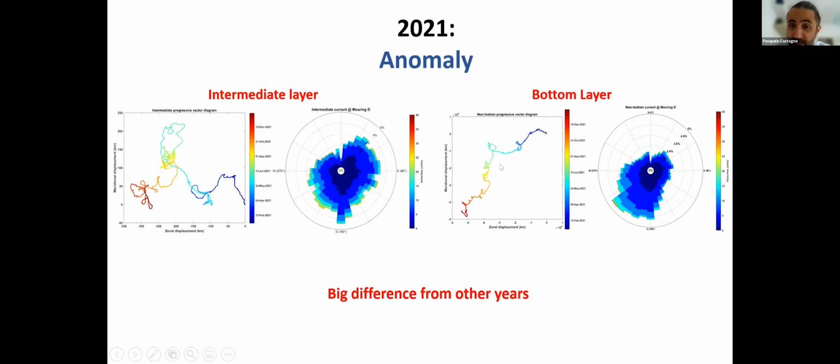If you look at the right, the bottom layer, in 2021 we have the currents completely reversed. Now the main direction goes from northeast to southwest in the bottom layer.